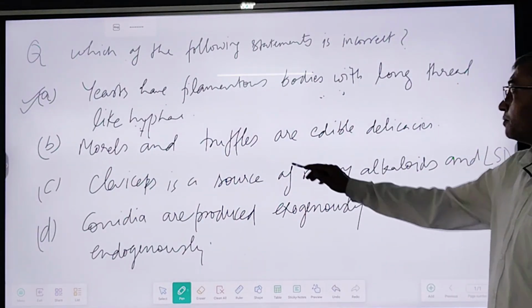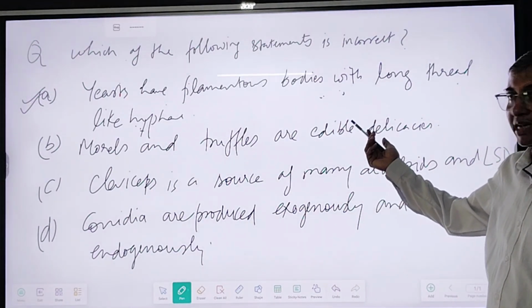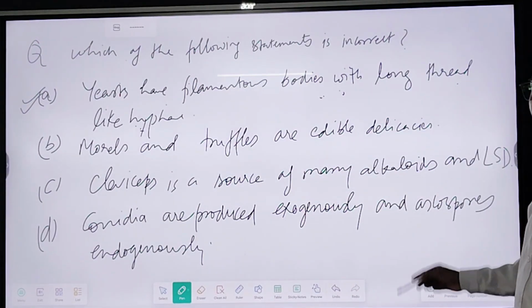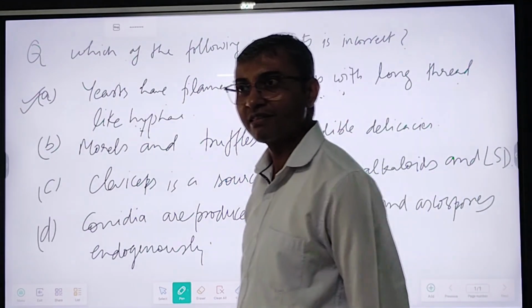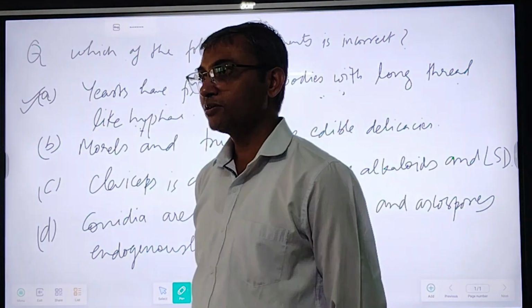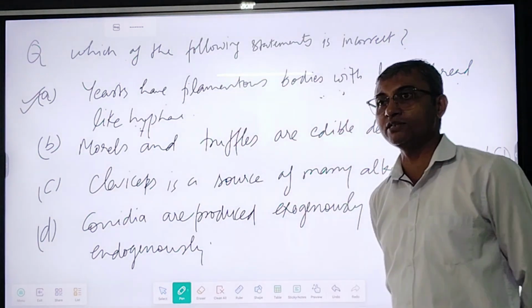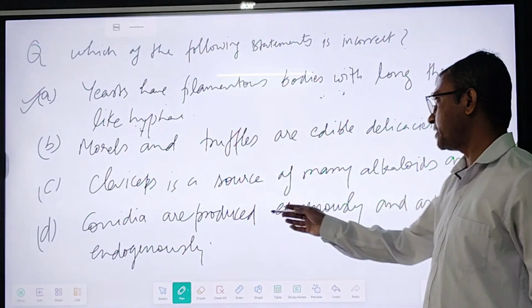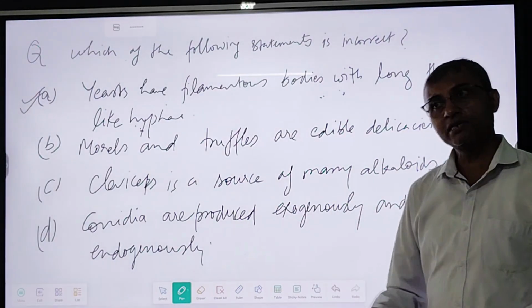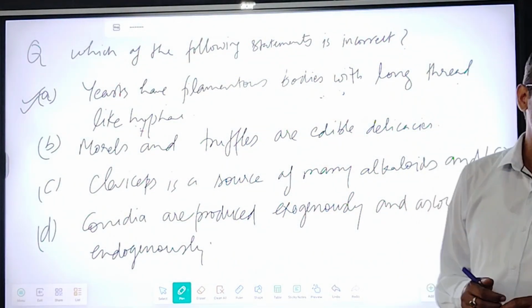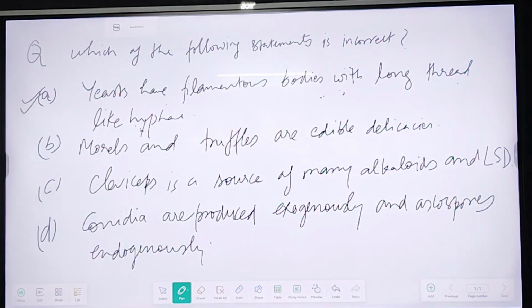But morels and truffles, we have already seen that they are edible delicacies. Claviceps can produce LSD. Do you know something about LSD? Actually, LSDs are hallucinating agents, just like drugs. And conidia exogenously and ascospores endogenously is correct. All the rest of the statements are correct statements. Okay? Now, we are moving to the next question.